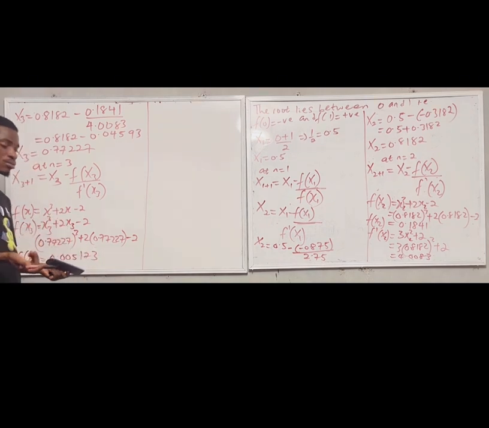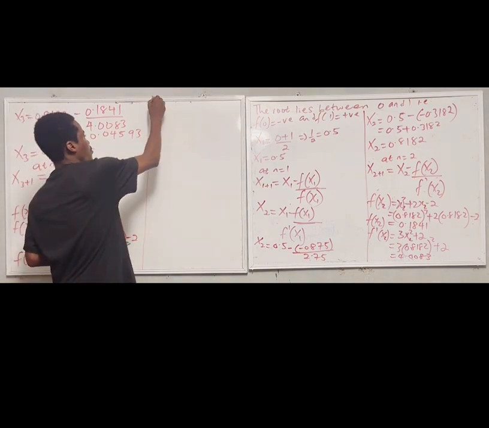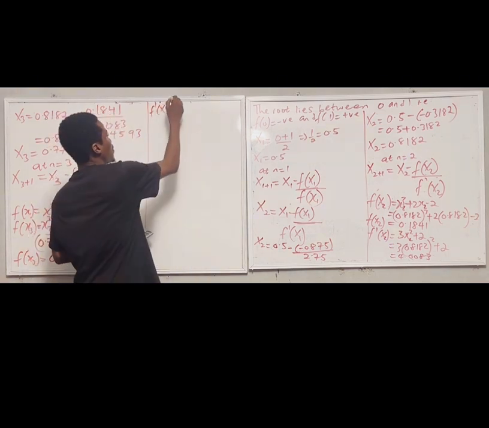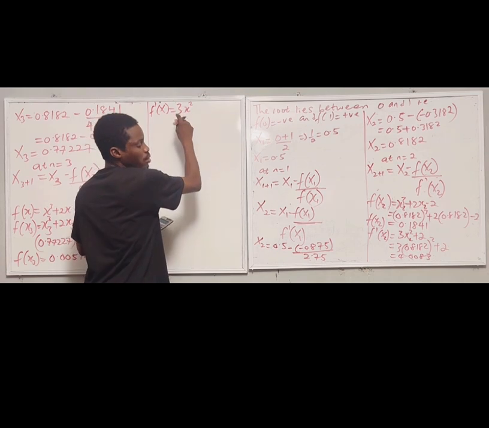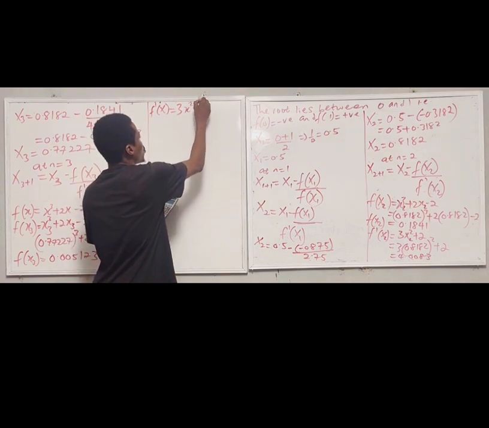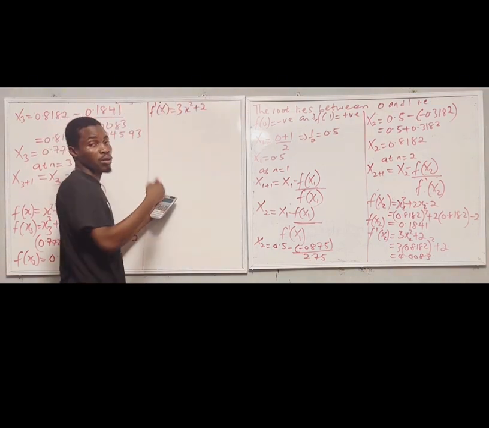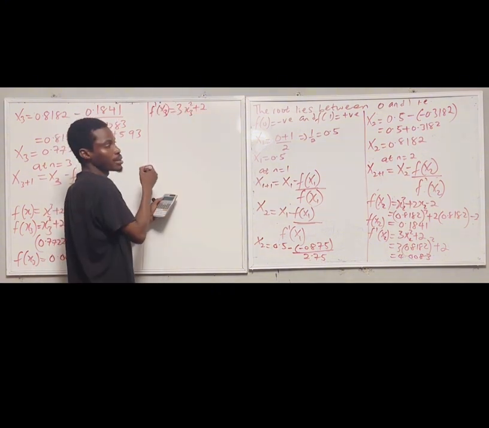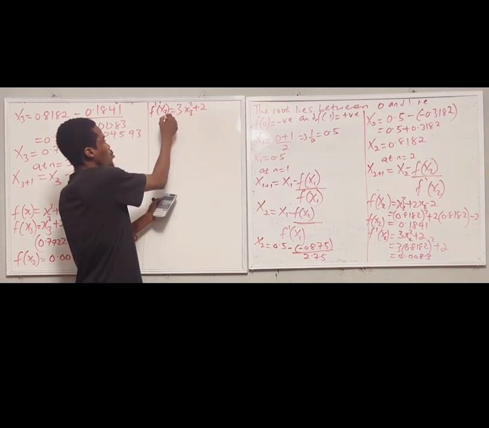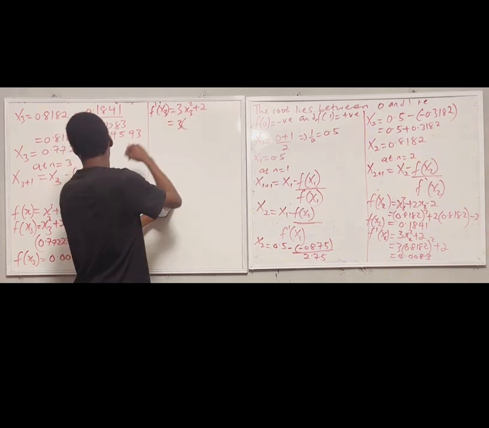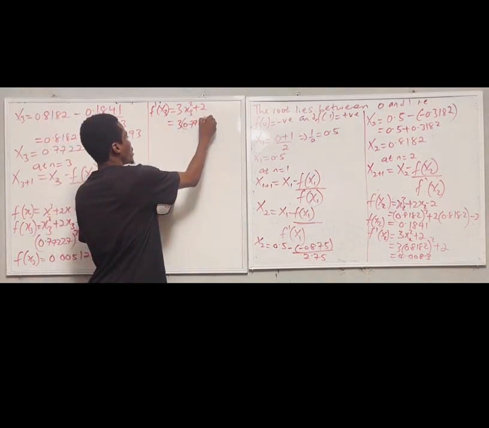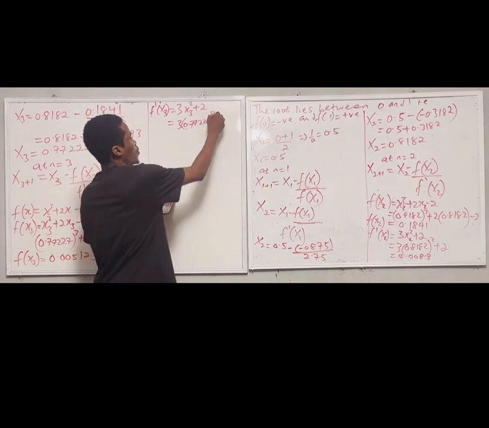I can convert it to standard form. So let me do f prime of S3. What do we get for f prime of x? I have 3x squared plus 4x. Since I want to do f prime of S3, whenever I say x, I put S3. So I'm going to have 3 times 0.77227 squared plus 4 times 0.77227.